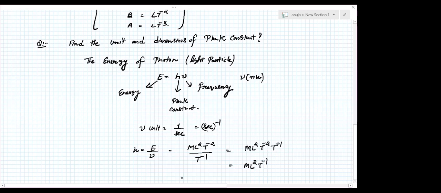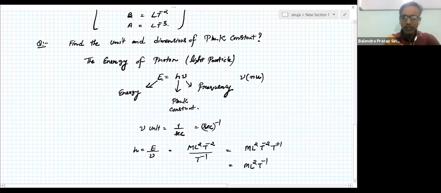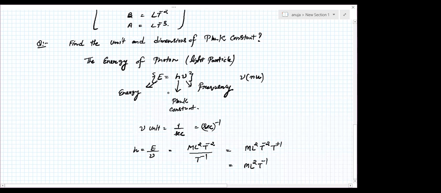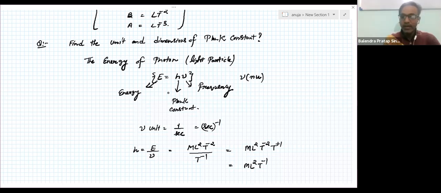Yes, sir. It's an easy problem. You just have to remember the formula E is equal to hν. Energy is directly proportional to frequency, and when you remove this proportionality, you get a constant, which is Planck constant.